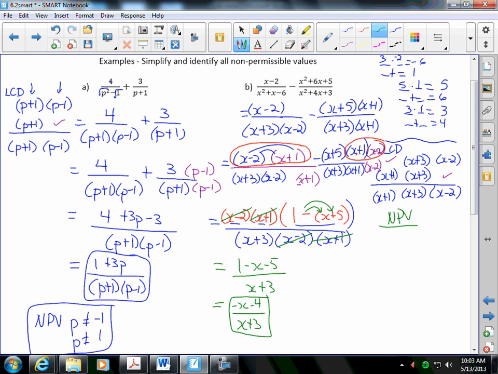So for my restriction, I need to go back to my lowest common denominator. So I have x plus 3 not equal to 0, so x is not equal to negative 3. I had x minus 2 not equal to 0, so x is not equal to 2. And x plus 1 is not equal to 0, so x is not equal to negative 1. So those are my restrictions.